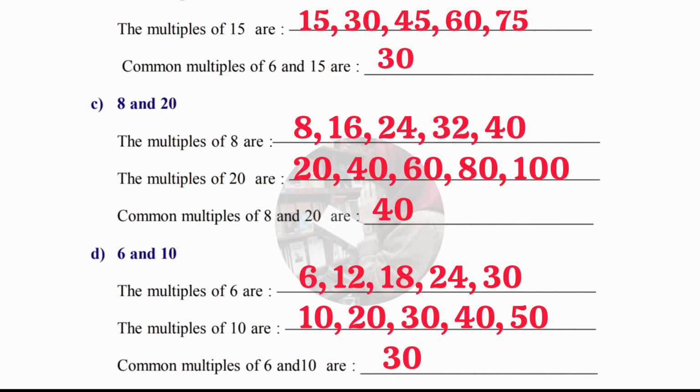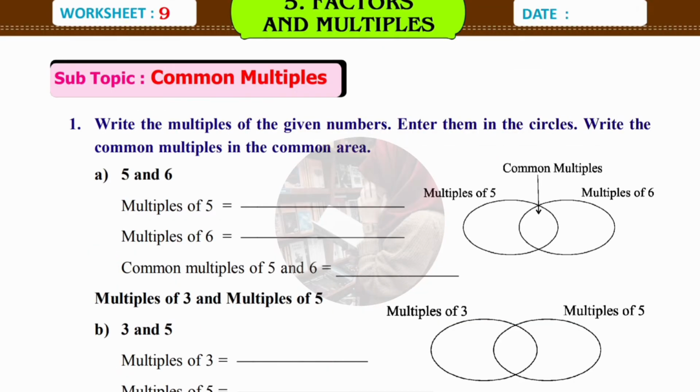Okay, now we'll move to the next worksheet, worksheet number 9. Here the subtopic is common multiples. Here also we have to write down the common multiples. This one is very interesting because we are given a Venn diagram also. So let's see the first one. Write the multiples of the given numbers, enter them in the circles and write the common multiples in the common area.